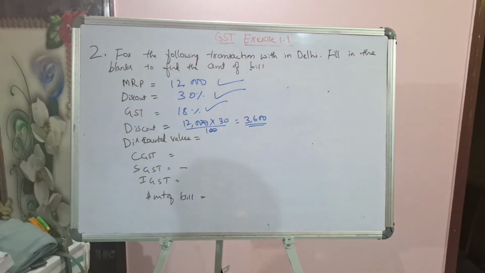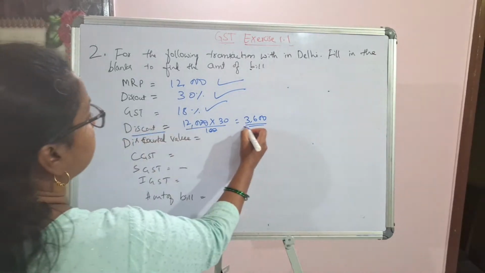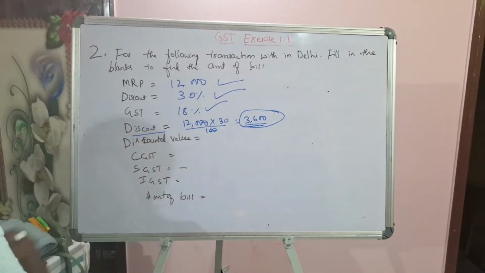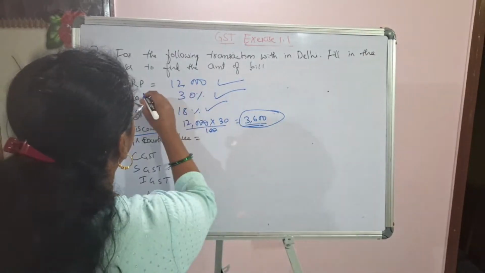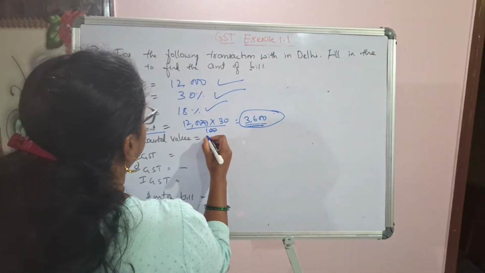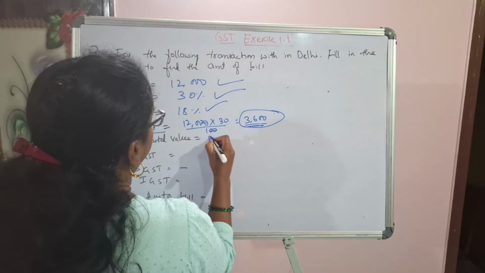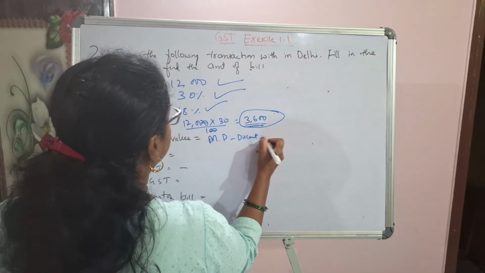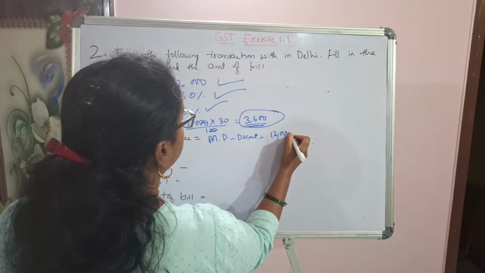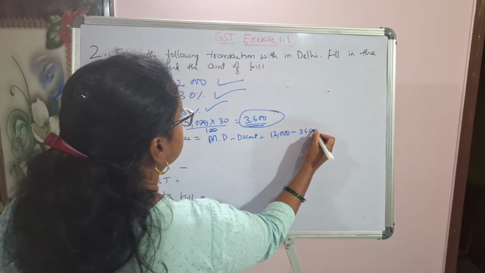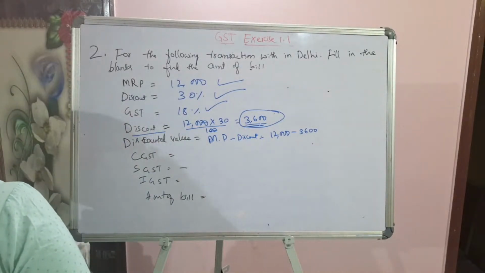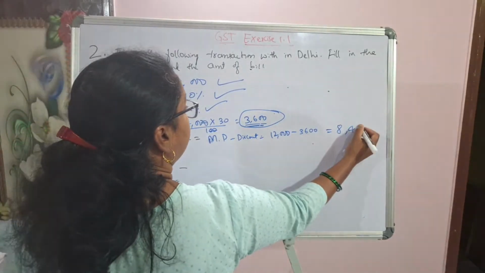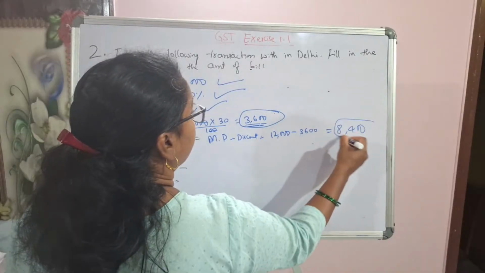Now what is the discount amount? 3,600 is the discount amount. So what is the discounted value? Discounted value is market price minus discount, which is equal to 12,000 minus 3,600, which is equal to 8,400, the discounted value.